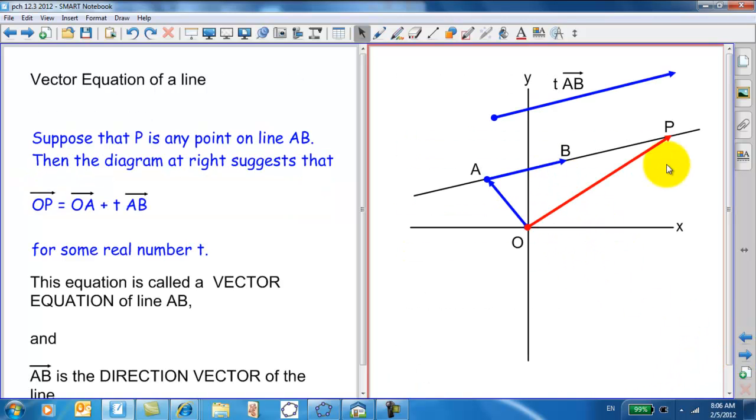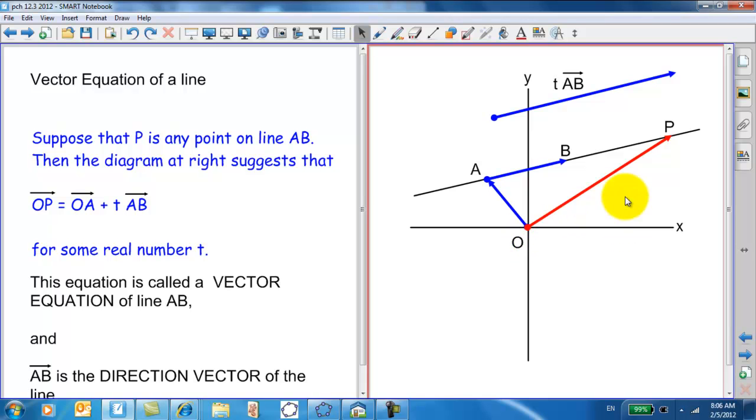Suppose that P is any point on line AB, here's line AB. Then this diagram suggests a way you could write the equation in vector format. That is, vector OP equals vector OA plus T times vector AB for some real number T. And later on we're going to see that this stands for time. The equation is called a vector equation of line AB, and AB is the direction vector of the line.